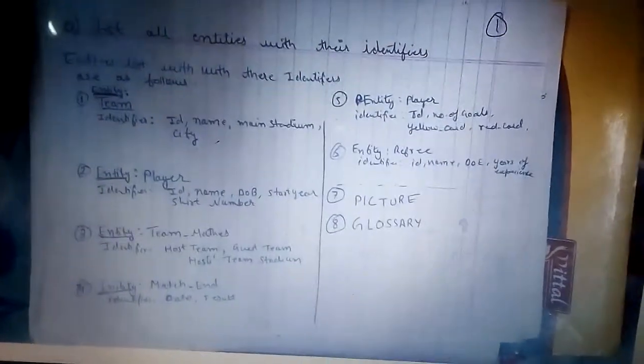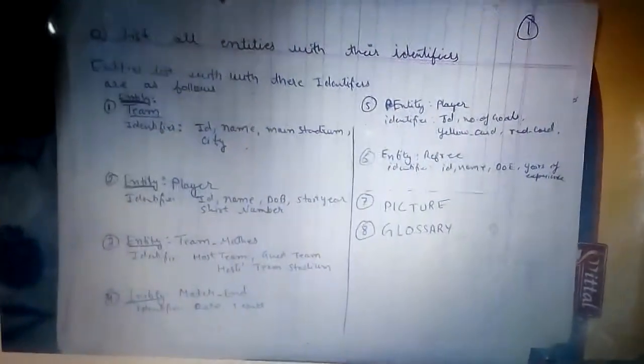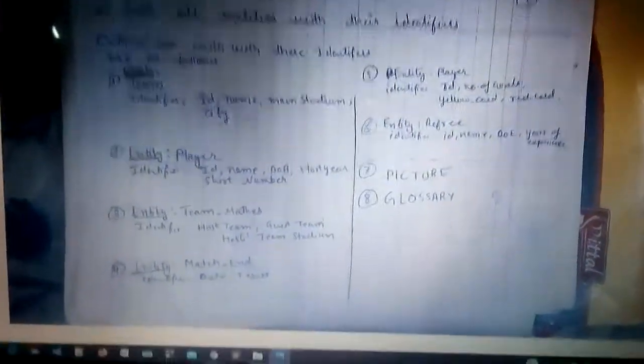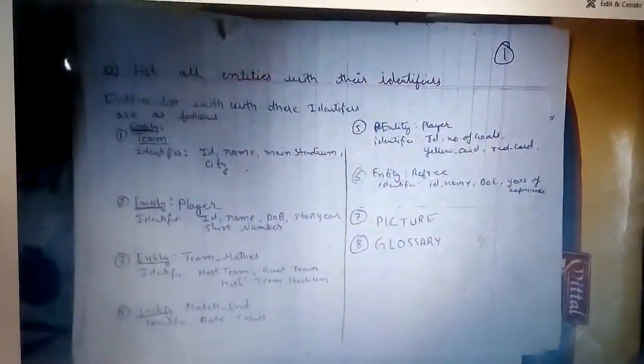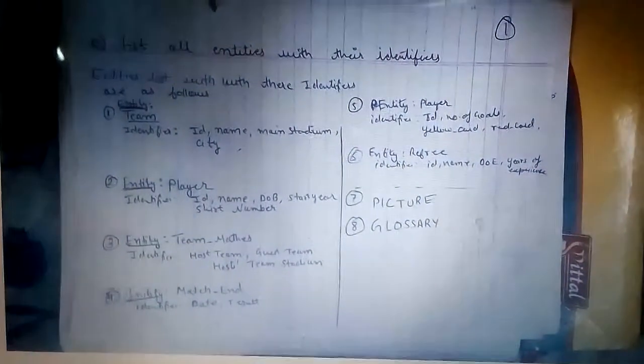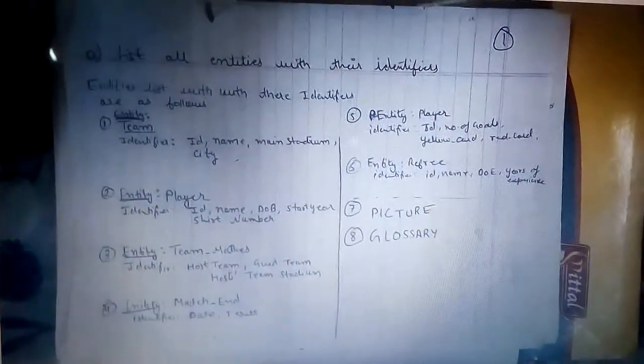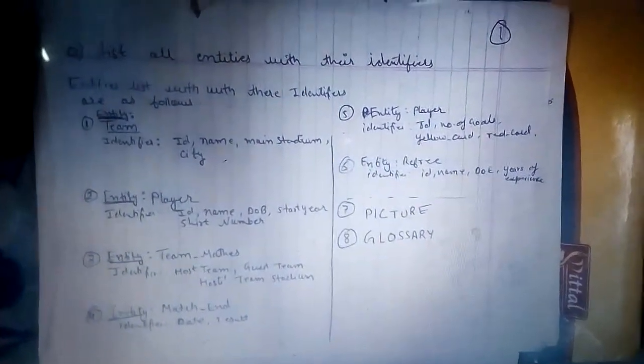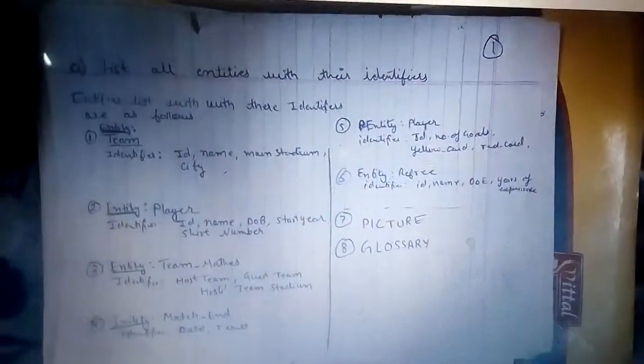So, Brother Aziz, we are discussing the list of all the entities with their identifiers. Actually, this paper went missing somewhere, so I don't know where it has gone. Anyway, I will explain it to you on this laptop screen. In question number 1, they have told us to write down the list of the entities.